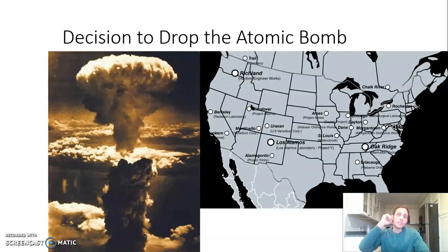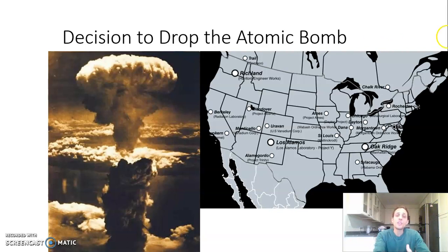Okay, what really is going to end the war in the Pacific theater? So the European theater ends before the Pacific theater, but what's going to end the war in the Pacific theater is the use of the atomic bomb. So we're going to drop 2 atomic bombs on the Japanese, one at Hiroshima on August 6, 1945, and one at Nagasaki on August 9, 1945.